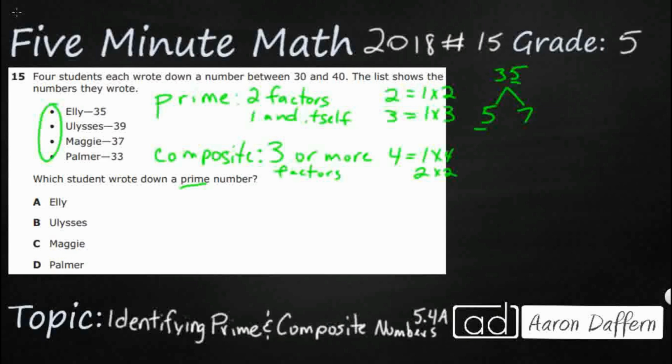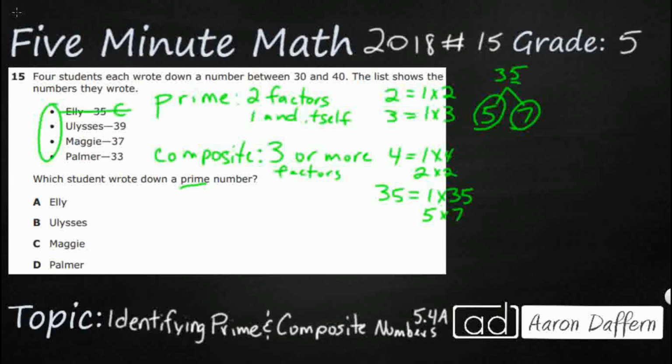Now, 5 is prime, and 7 is prime, because the only way to get to 5 is 1 times 5. The only way to get to 7 is 1 times 7. But since 35 has more factors, we're going to say it is composite. I'll list it here, because with 35, you can always do 1 times itself, but composite numbers also have another option, in this case, 5 times 7. So 35 is composite. I'm going to put a C right there and cross it off.